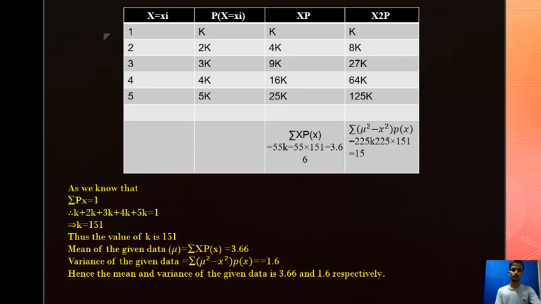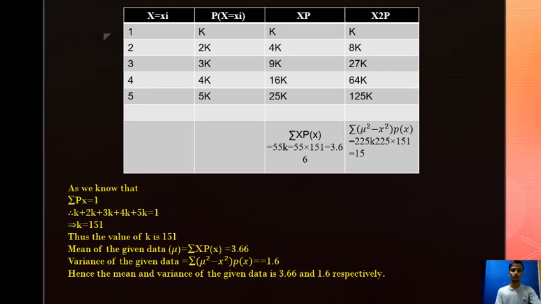In order to find the variance, we shall be multiplying the value of x squared into p of x. That is, 1 into k will be equal to k, 2 squared into 2k will be equal to 8k, 3 squared into 3k will give 27k, 4 squared into 4k will be equal to 64k, and 5 squared into 5k will be equal to 125k.